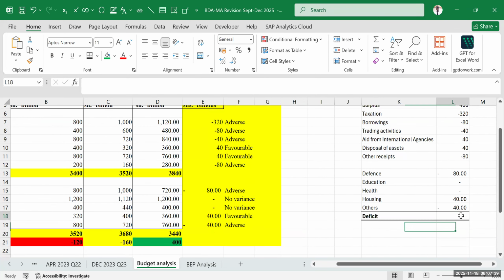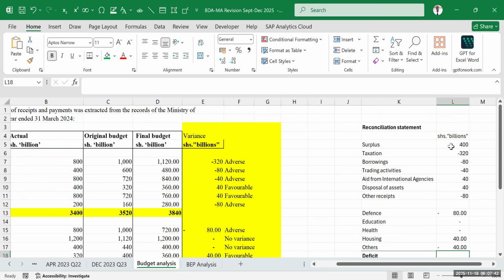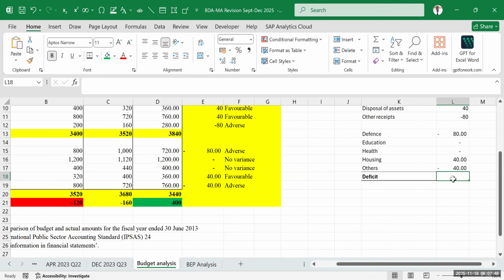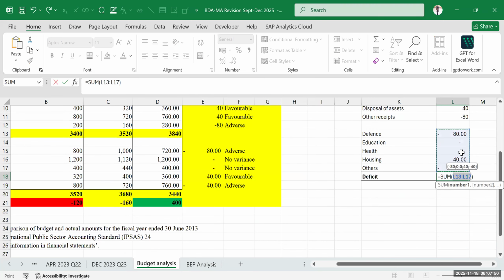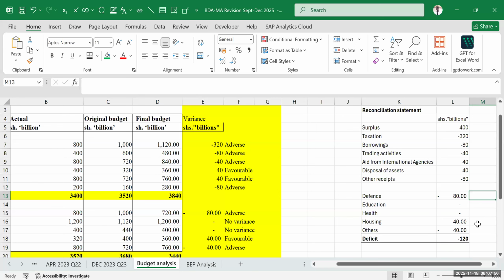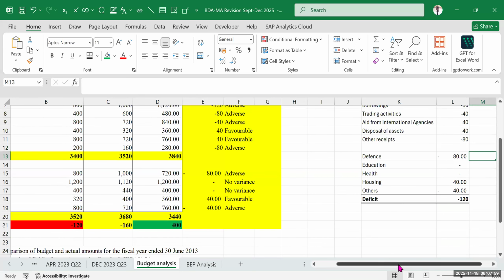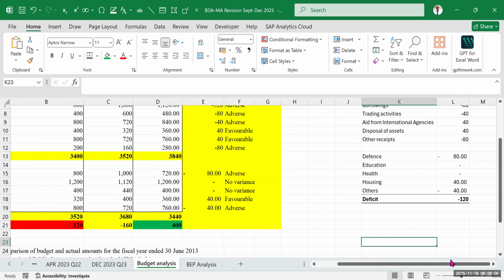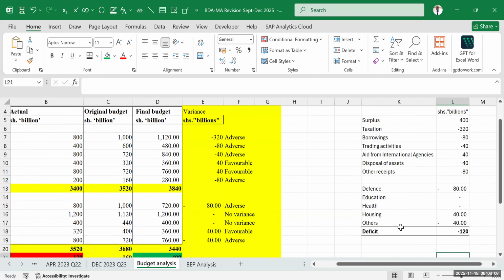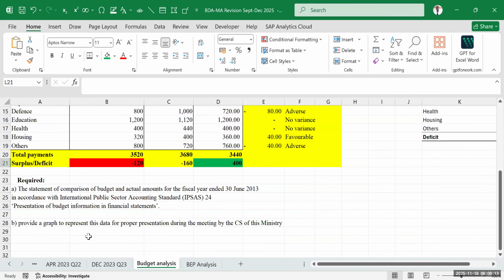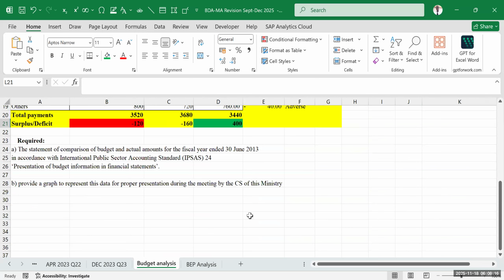So what do I do? I get the overall effect from expectation to the current realities, the net effect, which is different from our expectation. What do we have currently? Alt equals will become handy here. It helps me to get the overall net effect. And members, you can see the overall net effect is taking us to the reality that we are running on a deficit of 120 billion. That is a presentation following IPSAS 24 on the financial statements. Part A done. We now provide a graph to represent the same data.